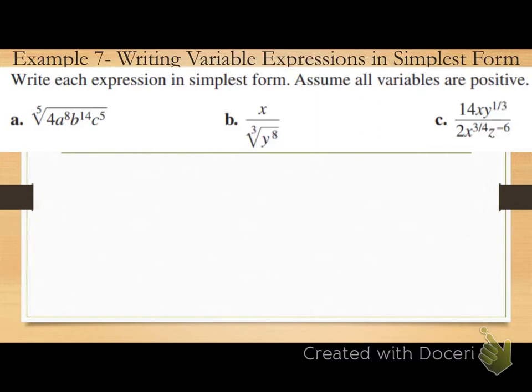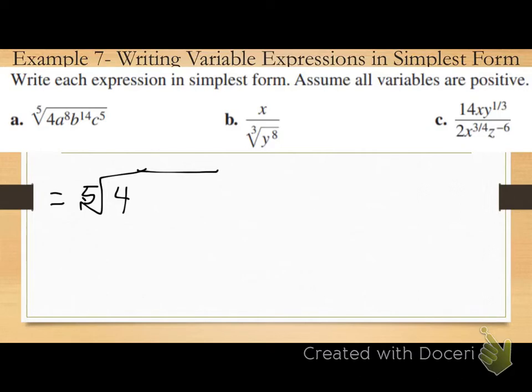Okay? So, we're writing each expression in simplest form. Assume all variables are positive, so we're not worrying about those absolute values. So letter A, I've got the fifth root of 4, a to the 8th, b to the 14, c to the 5th. Are there any perfect powers of 5 that go into 4? No. So 4 is just going to stay under the radical.